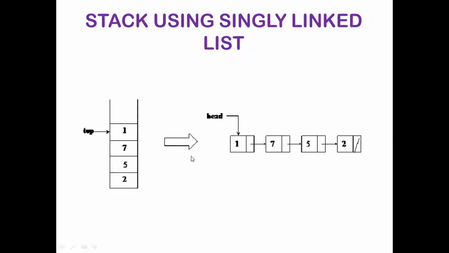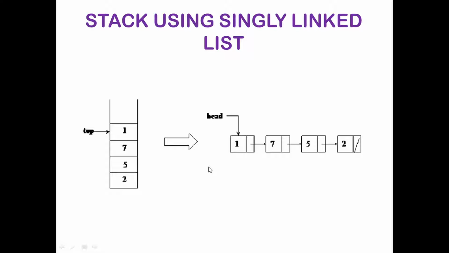So here, this is the array implementation, and you see top is here. The equivalent to this one in a linked list way is this. Here, the top will be the head in the single linked list, and the bottom will be the last node here, the 2. So 1, 7, 5, 2. The top element is element 1, the bottommost element is 2. So the topmost element is equivalent to the head node here, and the last node, the 2, is the bottommost in the stack.